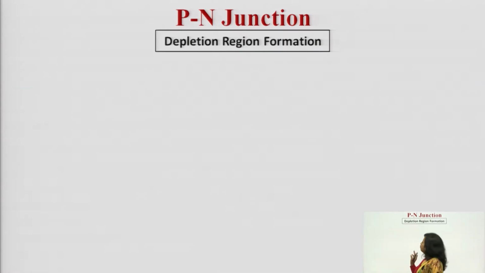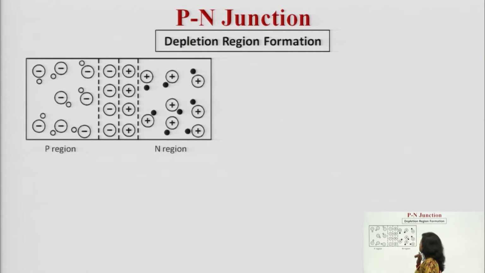Now, what is depletion region formation? You are going to hear this term a number of times, and you may get a question in your university examination. What is this depletion region? What is this depletion layer and how is it formed? When we are talking about a p-n junction, when the p-type semiconductor is joined with the n-type, this is the junction. Now, what is going to happen?